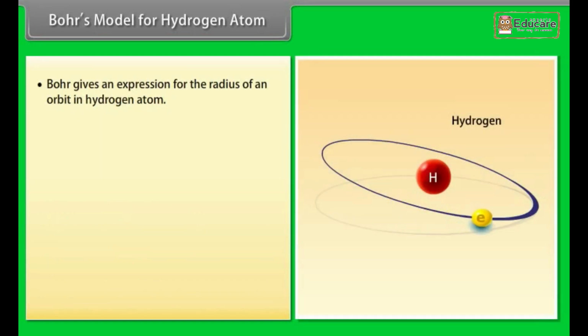Bohr gives an expression for the radius of an orbit in hydrogen atom. Rn is equal to n square into h square divided by 4 into pi square into k into m into e square.